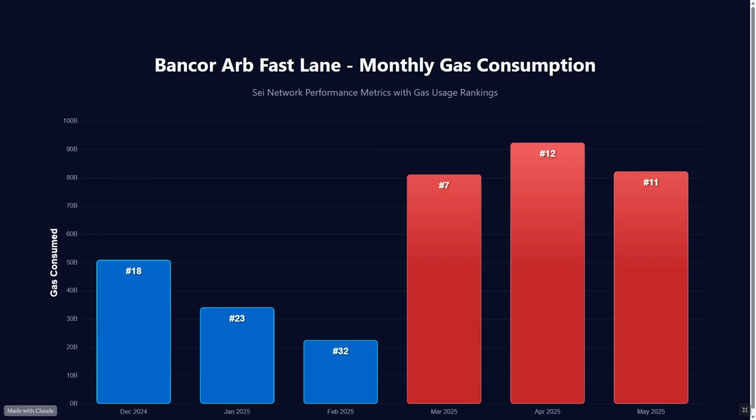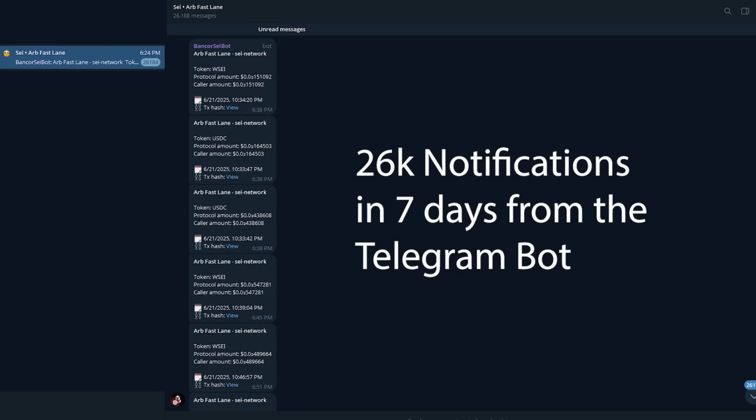These objective metrics position the Arb Fastlane bot squarely within the top 15 protocols by gas usage and top 30 by transaction count on the entirety of the Sei network. The Arb bot is not a fad or an NFT launch. These performance metrics are not the result of a short-term promotion or subsidy provided by any protocol. The Bancor Network Arb Fastlane bot is simply performing its function, all day, every day, without stop.